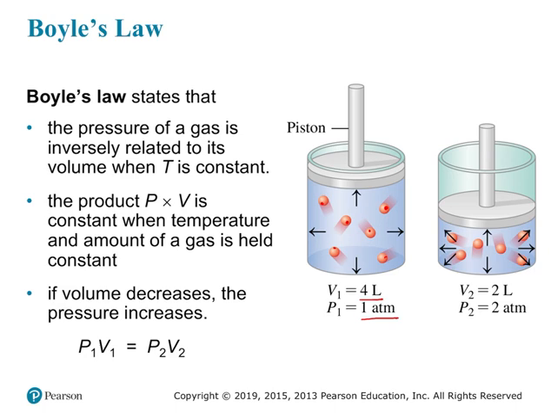Now, if the volume decreases, so let's say we push that piston down, so we've reduced the volume of the gas to 2 liters, so we've decreased it by half, the pressure inside the container is going to increase to 2 atmospheres. So the volume decreased by half, the pressure increased by a factor of 2.